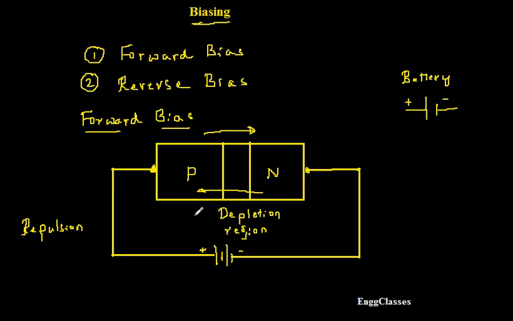And where do they have to move? They have to move towards the n type only. Are you getting it? As there is a force of repulsion, they get repelled from the positive terminal of the battery, and they have to cross this barrier and come to the n type semiconductor.